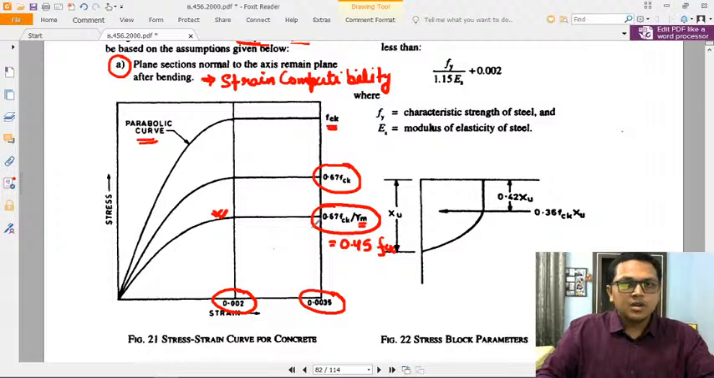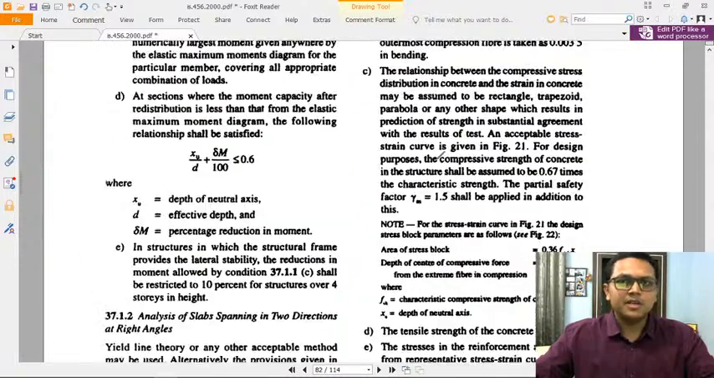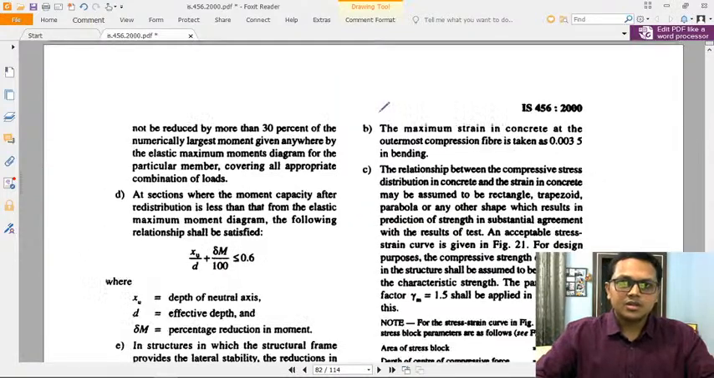So in flexure at failure, the strain in the concrete is 0.0035. When the extremely compressed fiber of the concrete reaches this strain value, it is assumed that the concrete section has failed. Then the assumption B is given. The assumption B says that the maximum strain in concrete at the outermost compressed fiber is taken as 0.0035, as I have told earlier, in bending.